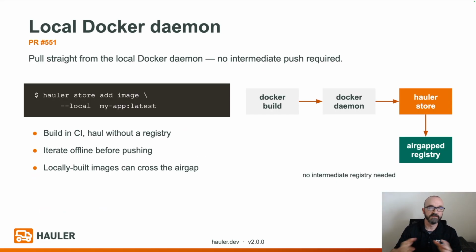Ooh, this is one I'm really excited about. Hauler now has the ability to pull an artifact straight from your local Docker daemon. Let's say you're working on a development project and you really don't have a need to push something you're working on to a local registry first to then pull into Hauler. You can just pull it straight out of your local Docker daemon, straight from the CLI now.